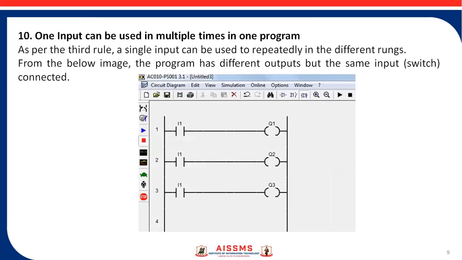Next rule is one input can be used multiple times in one program. So as shown in this ladder diagram programming, the input I1 has been connected in rung 1, rung 2, rung 3 and the corresponding outputs are Q1, Q2, Q3. So as per this rule, a single input can be used repeatedly in different rungs. So this single input I1 has been used thrice in this particular programming.